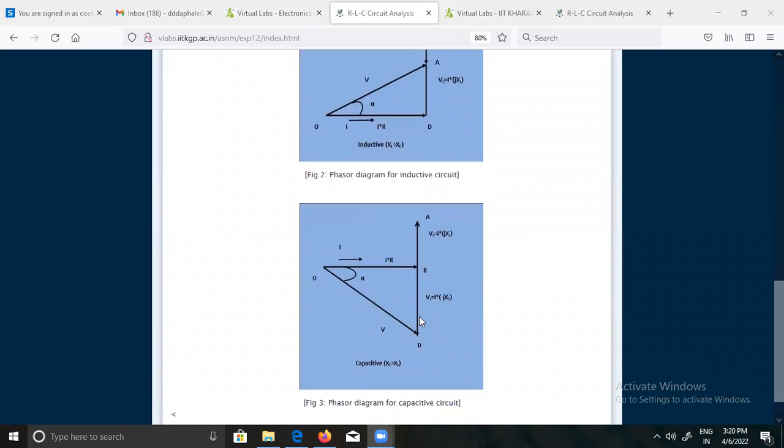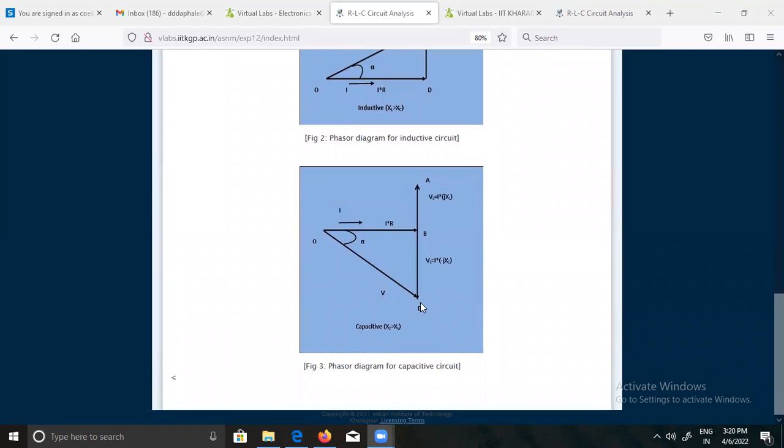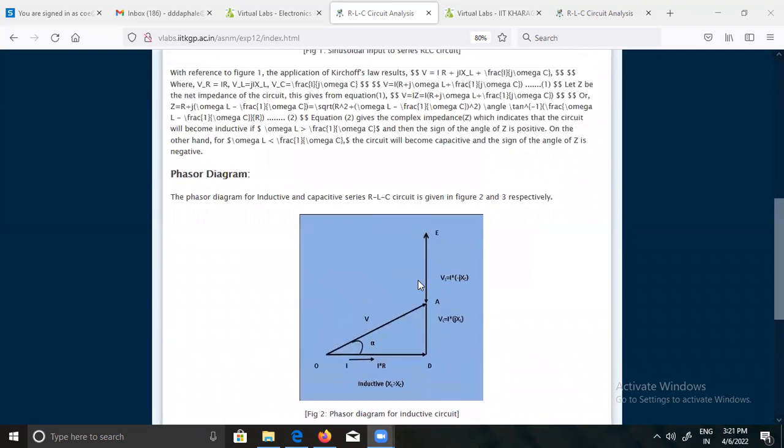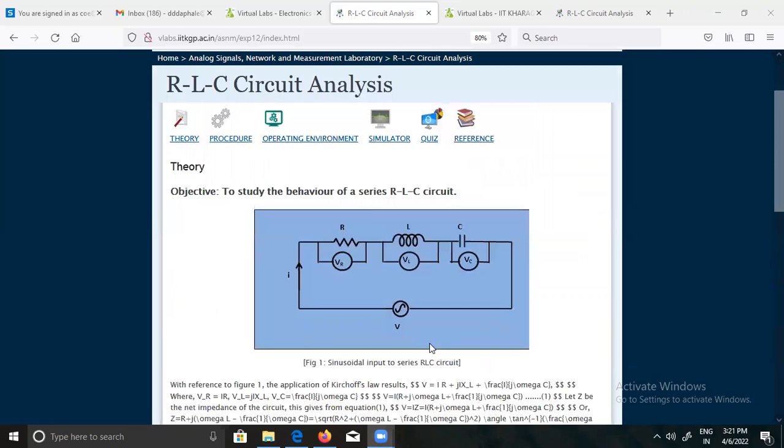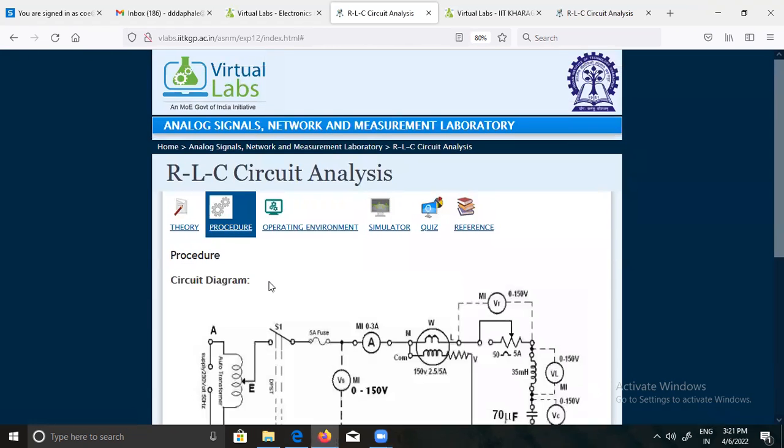And here the second diagram: in this diagram, the capacitive reactance XC is greater than XL. So this is the second phasor diagram related to this series RLC circuit. Now what we have to do is first see the procedure, then go to the simulator and see what the output will be. Okay, now see, the procedure is given here.